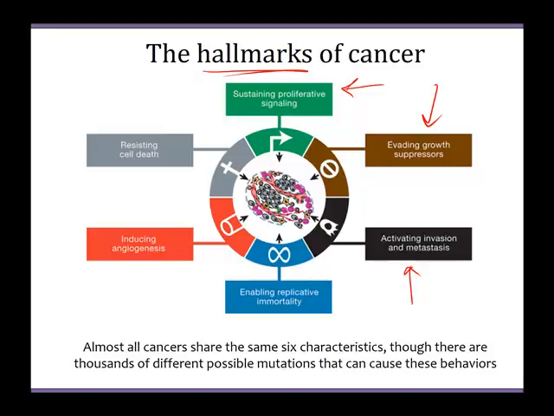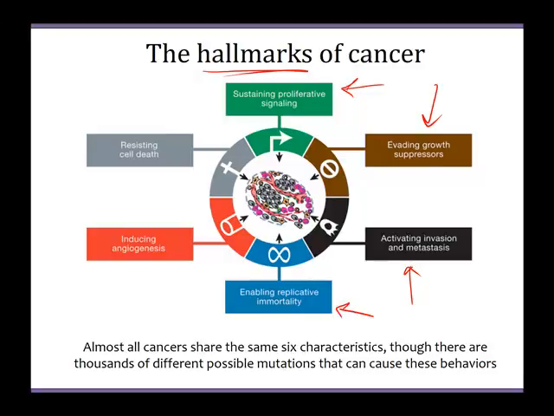Given enough time and given enough opportunity, they will begin to invade surrounding tissues. They will begin to metastasize. Metastasis is simply where cells have broken off from the initial site of cancer formation and moved to another part of the body and reestablished themselves in another part of the body.